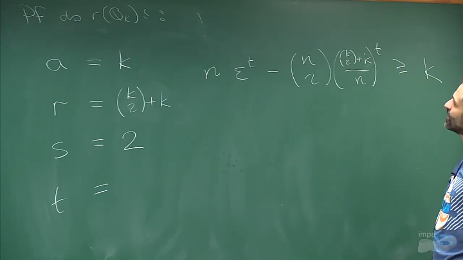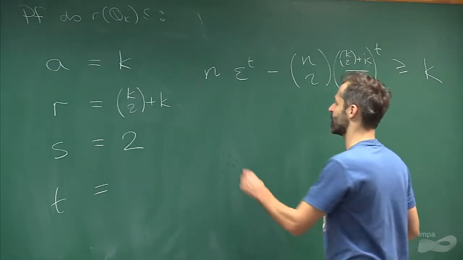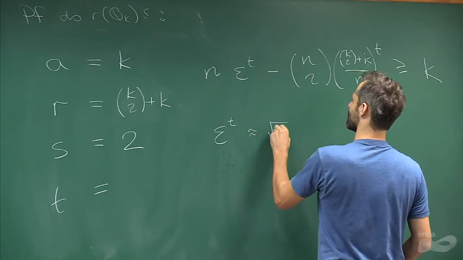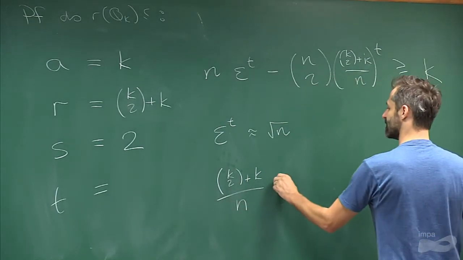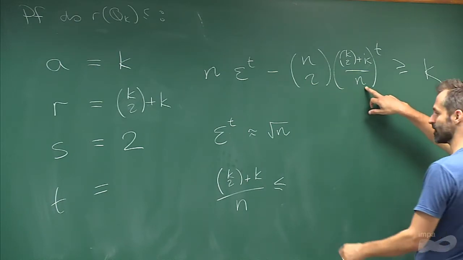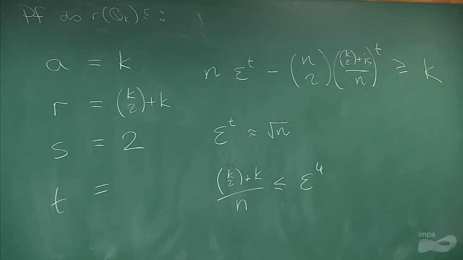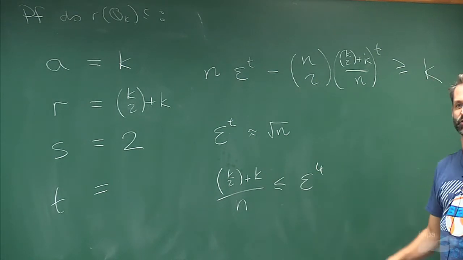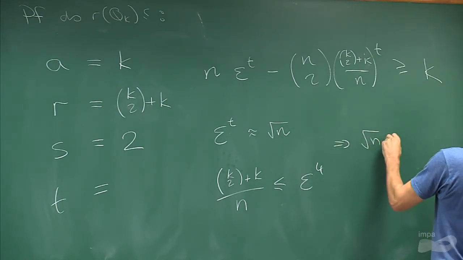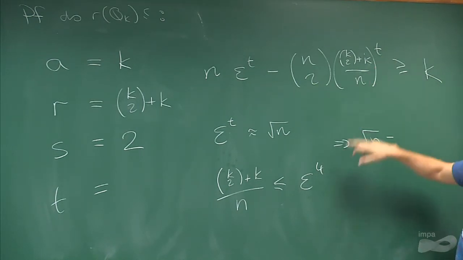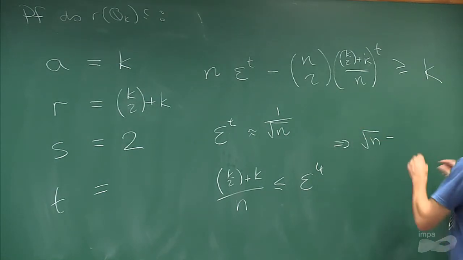And then how large should t be? Well, k is like root n, so this can be like root n. So we pick t such that epsilon to the t is roughly root n. And if k choose 2 plus k over n is at most, I guess it should be epsilon squared, not epsilon cubed, epsilon to the 4 or something. Let's make it epsilon to the 4. If you pick t, epsilon and k such that this is true, epsilon's given, this implies that this whole thing is root n minus, this would be epsilon to the 4t, which is 1 over n squared. So this would be minus a half or something.